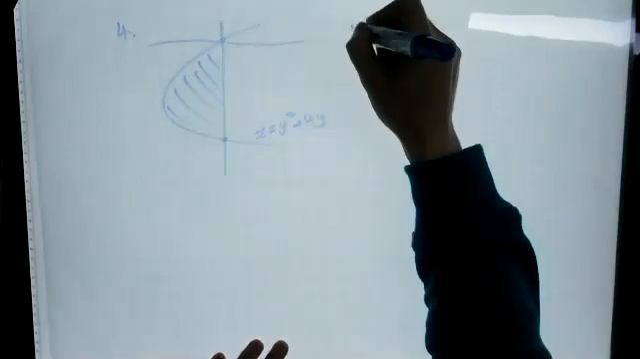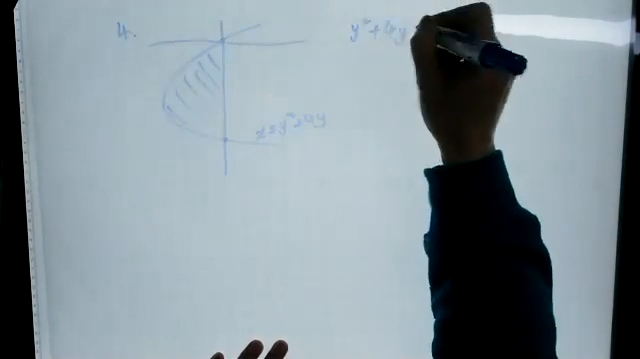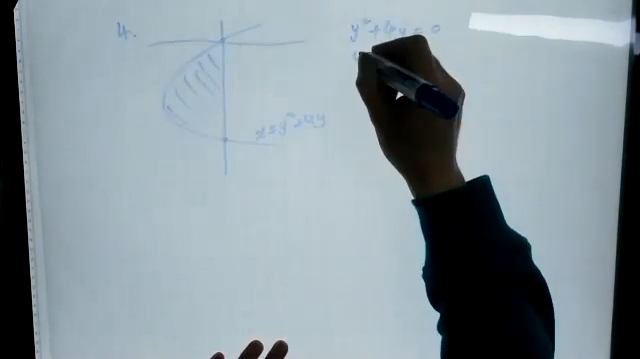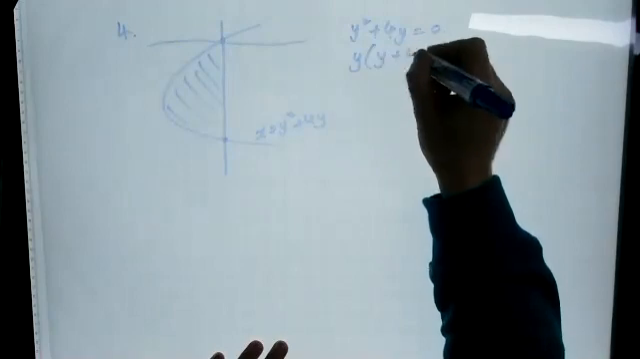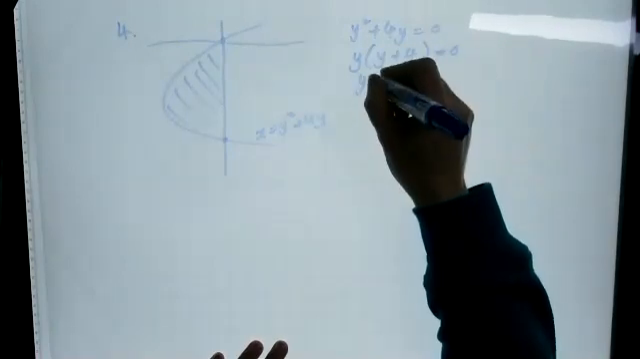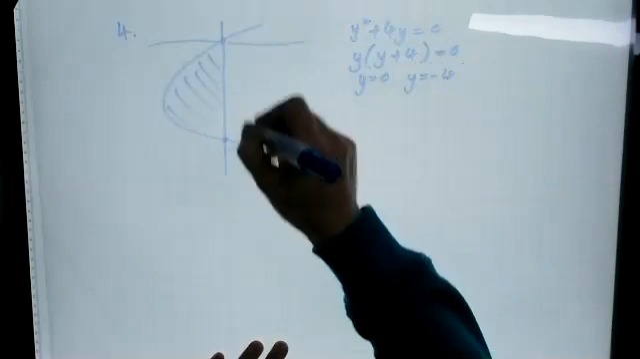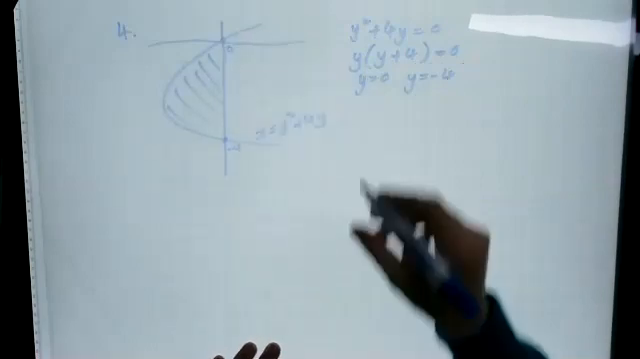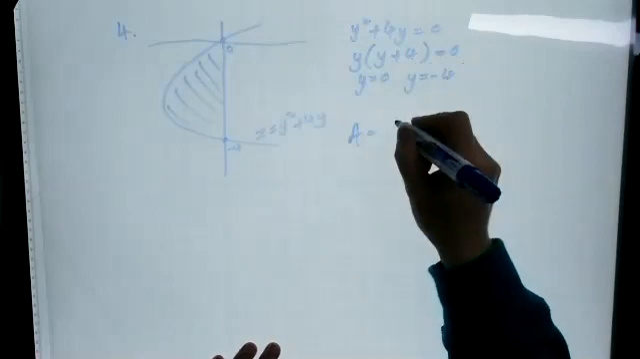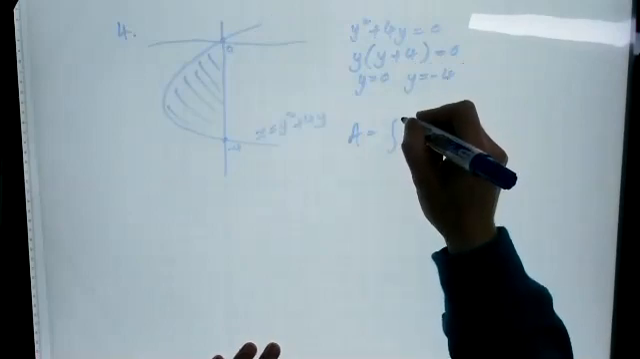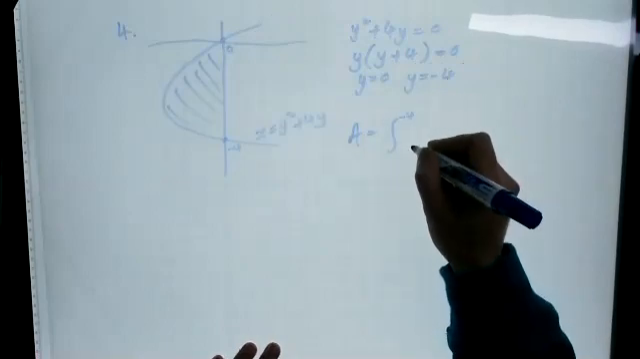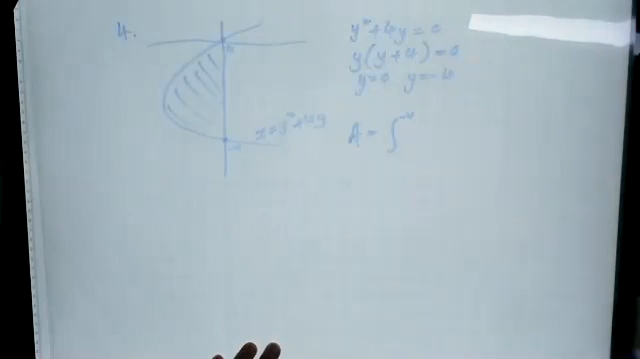So you do y squared plus 4y equals 0. So you do y(y plus 4) equals 0. So y equals 0 or y equals minus 4. So the limits are from minus 4 to 0, and the integral is from minus 4 to 0.